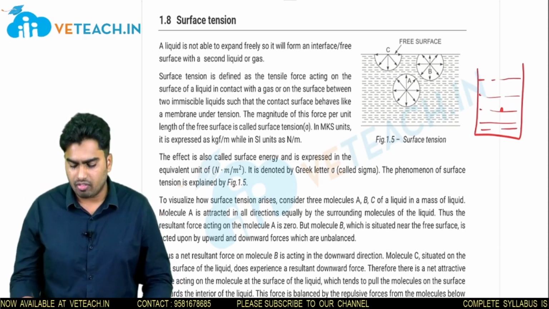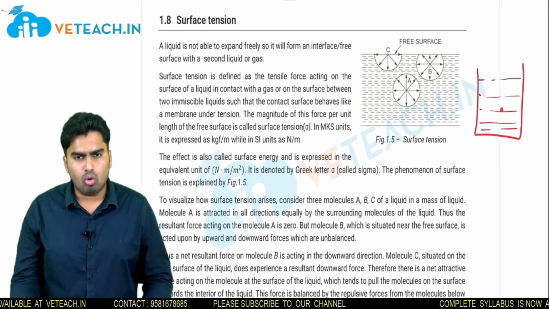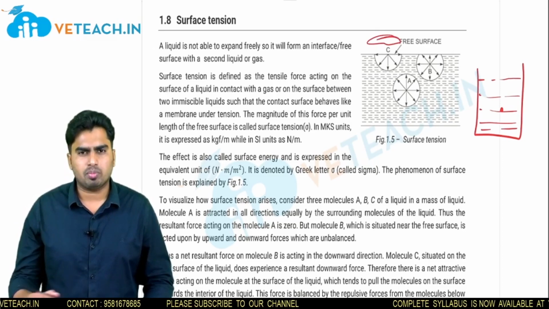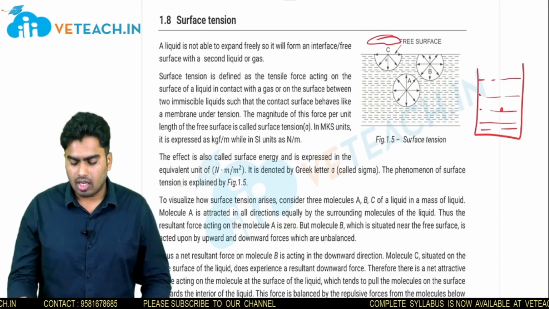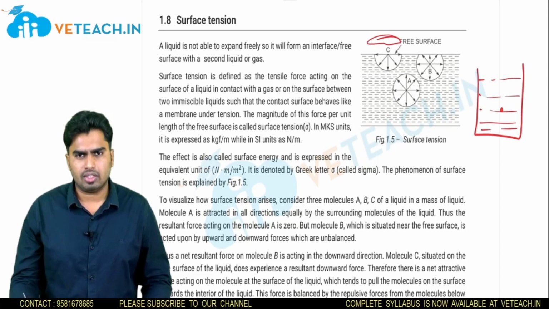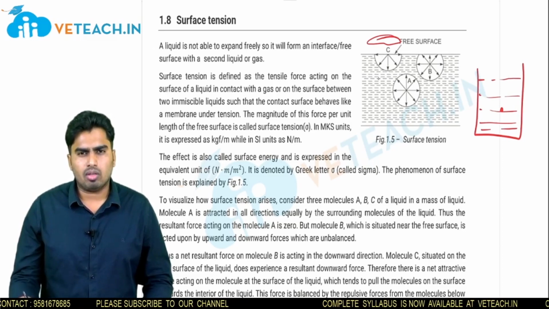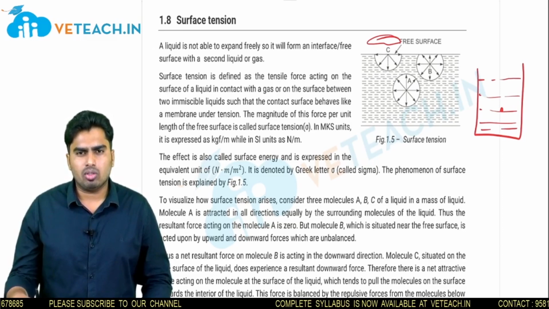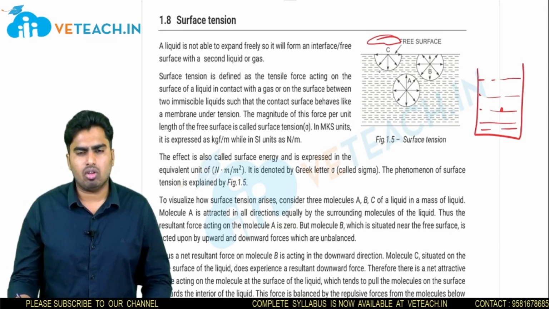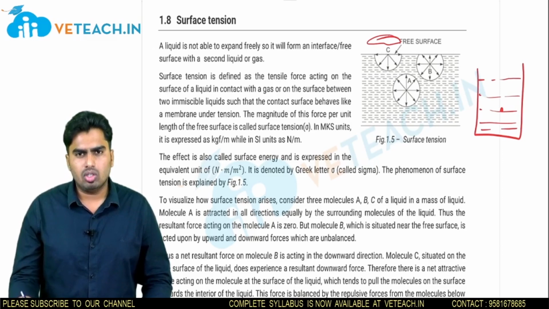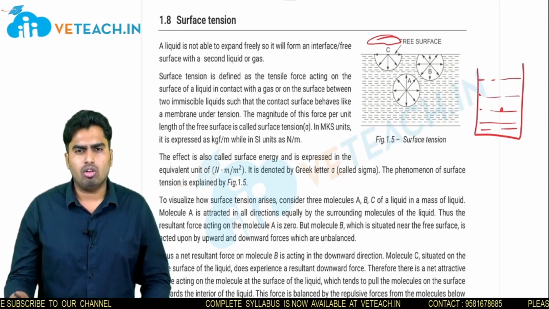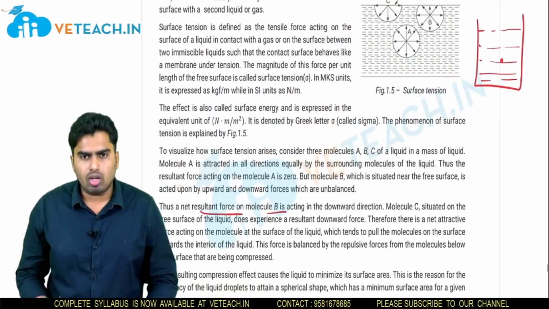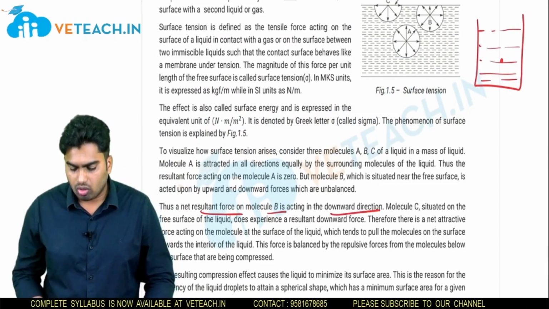But if we look at molecule C, there is no liquid layer on the top side of C. So the top side is a free surface. There are only molecules on the bottom side of point C. So the molecule C will attract the nearby water molecules which are lying on the bottom side. There is no force on the top side. So there is a resultant force on the molecule C that is acting in the downward direction.